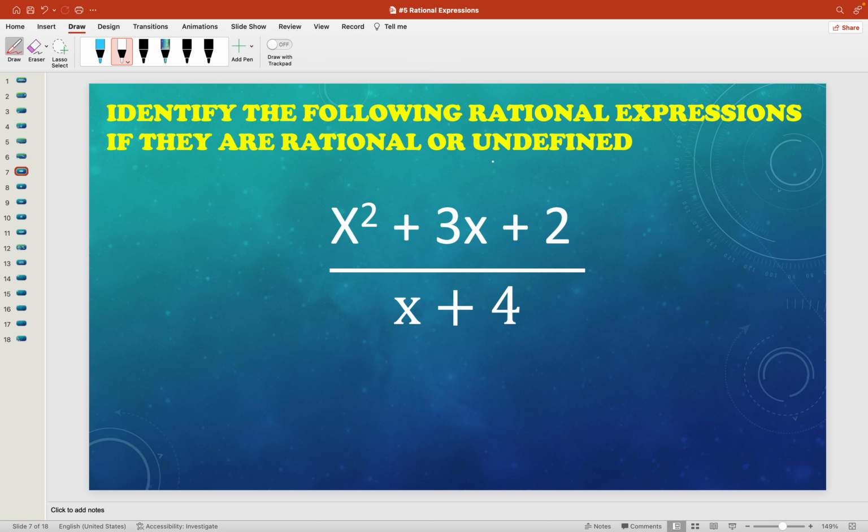Identify the following expressions if they are rational or undefined. Okay, so we have x plus 2 plus 3x plus 2 all over x plus 4. First rule, the exponent should not be negative, the exponent should not be a fraction, the variable should not be inside the radical sign, and the denominator, or the g of x, should not be equal to 0. Since it satisfies all the given conditions, therefore this is rational.